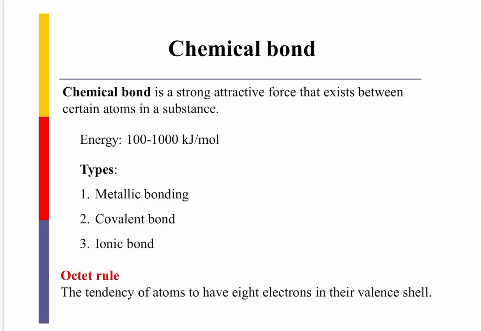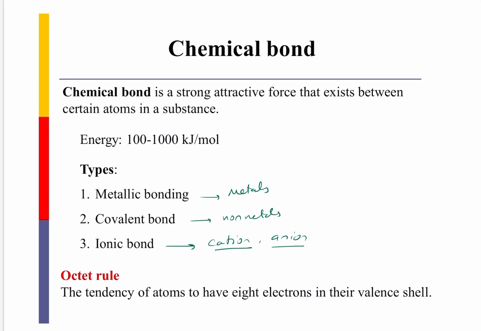Okay, metallic is between the metals, and covalent between the non-metals, and ionic between the cation and anion. Usually cation from metal, and anion from the non-metal. We will see the type of the cation and anion. It can be monoatomic or polyatomic.